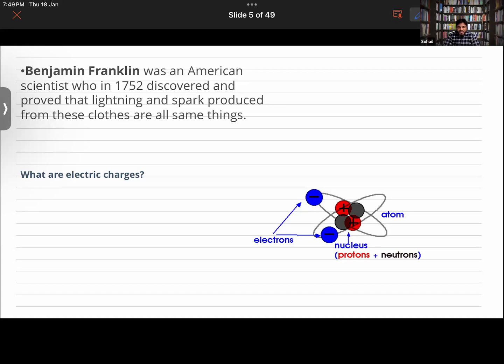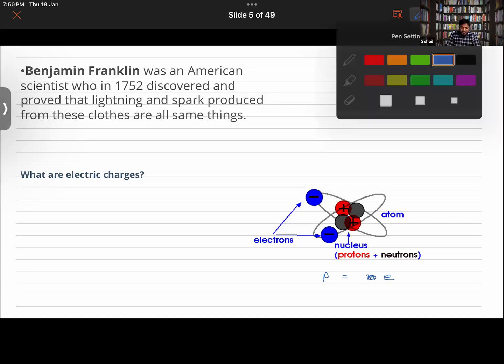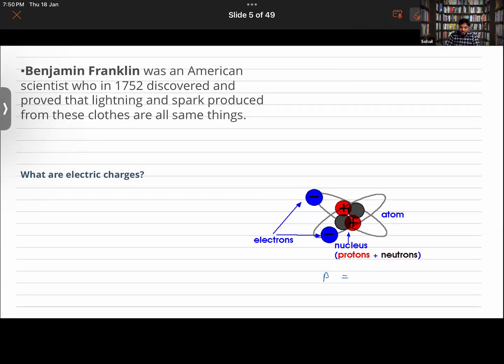So you get to see that under normal conditions, the number of protons is equal to the number of electrons. Understand this very carefully. Number of protons is equal to number of electrons.